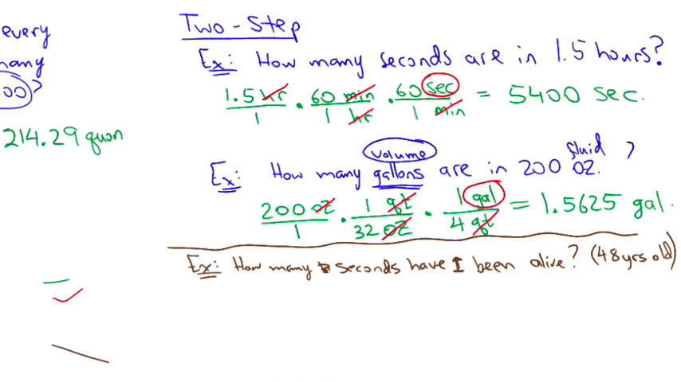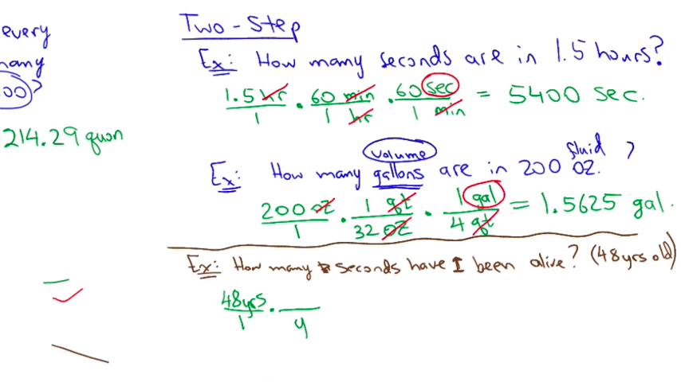So, start off with what we know. 48 years. Put it over 1. What do I want to get rid of? What do I want to change it to? Get rid of the years and change it to months. Do you know how many seconds are in a year? No. Neither do I. Get rid of the years and change it to days. Days would probably be the easiest.